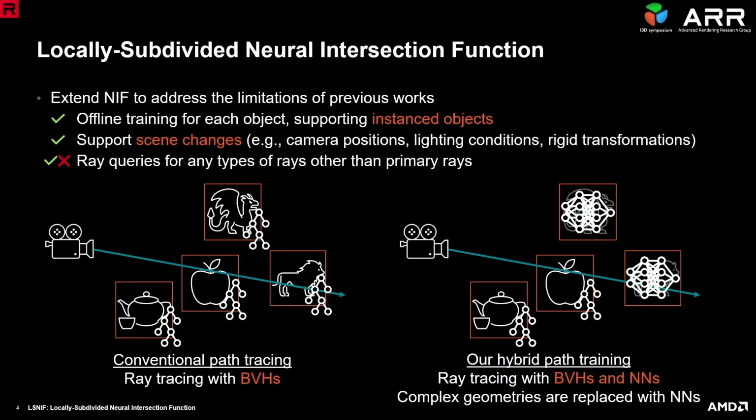In the conventional path tracing pipeline, after finding the intersection with the AABB of the object, we traverse the bottom level BVHs. On the other hand, in our proposed hybrid path tracing pipeline, LSNIF can be used for complex geometries instead of traversing their bottom level BVHs, using a neural network to infer geometric information. And the LSNIF representation is much more compact compared to the standard BVH. I will show some good quality results and performance later.